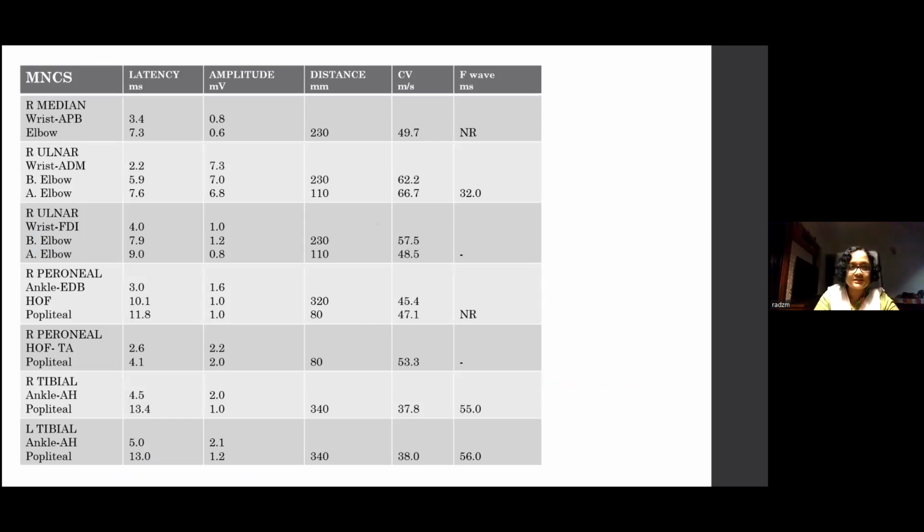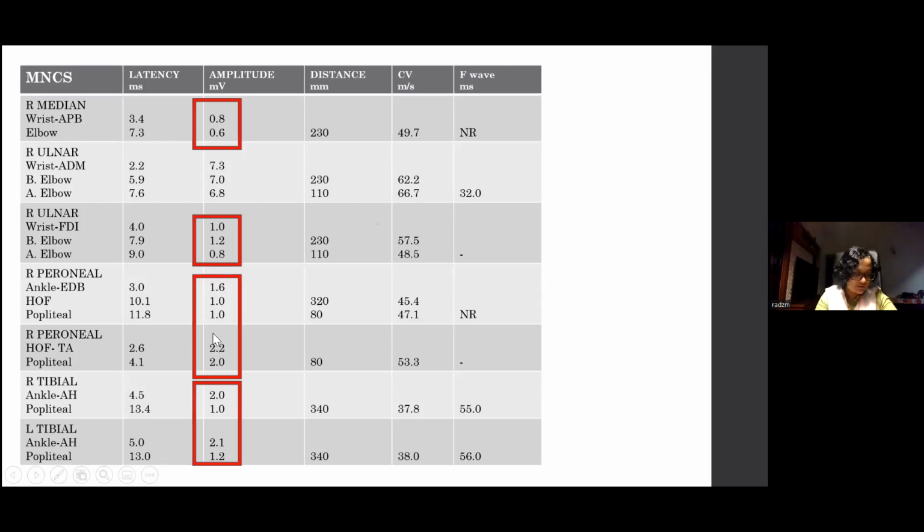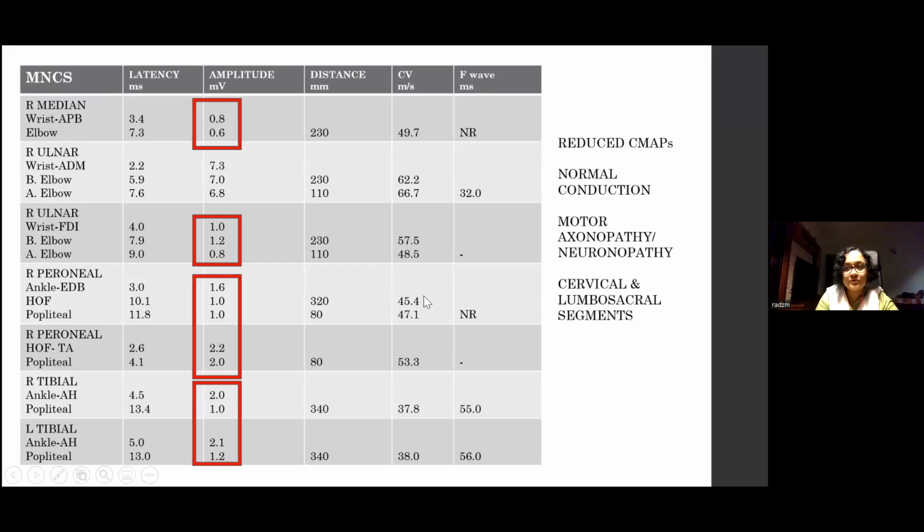So motor nerve conduction studies, as you can see here, the amplitude is extremely reduced, more in the thenar eminence, less in the hypothenar eminence. As you see, more in the thenar eminence, first dorsal interosseous and APB. And you can see reduced amplitudes in the lower limbs as well. So reduced motor amplitudes, CMAPs, conduction is normal. So there are no features of demyelination.